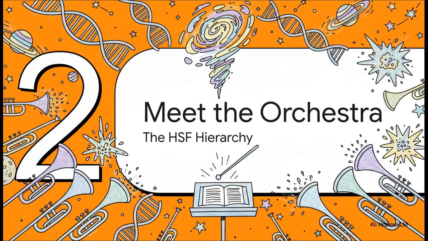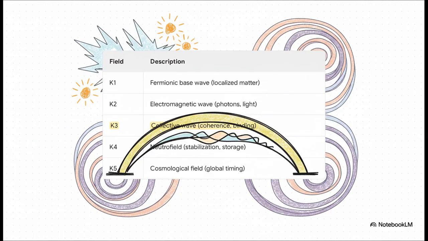So, to really understand our conductor, we need to see where it stands in relation to all the other players in this cosmic symphony. Let's meet the whole orchestra of fields. The Harmonic Scale Framework lays out these 5 fundamental wave channels, and you can see K3 is sitting right there, smack dab in the middle. It's basically the bridge, connecting the fast, local stuff like matter and light, K1 and K2, with the slower, more global fields. You've got K4 acting like the stage crew, handling stability, and K5, which is kind of like the universe's metronome, setting the timing for everything. K3 is the bridge that links them all.